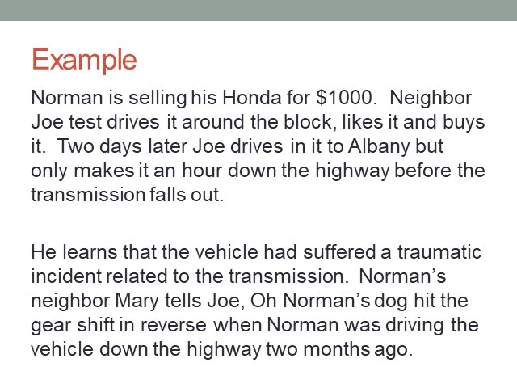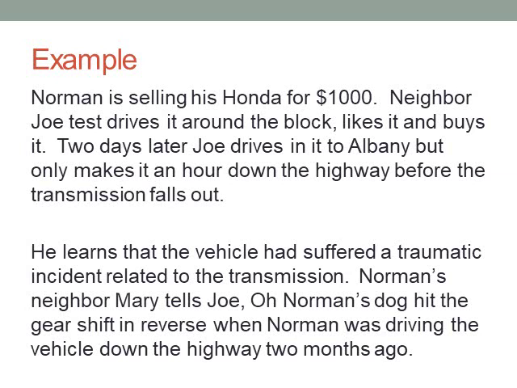Norman is selling his Honda for $1,000. Neighbor Joe test drives it around the block, likes it, and buys it. 2 days later, Joe drives it down to Albany, but only makes it an hour down the highway before the transmission falls out. He learns that the vehicle had suffered a traumatic incident related to the transmission. Norman's neighbor, Mary, tells Joe, oh, Norman's dog, while riding in the front seat, hit the gear shift into reverse when Norman was driving it down the road the other day, and it had some problems. So Joe sues for fraudulent misrepresentation for Norman's failure to tell him that the vehicle suffered such an incident that could affect the transmission.